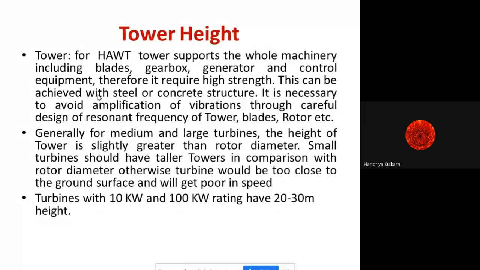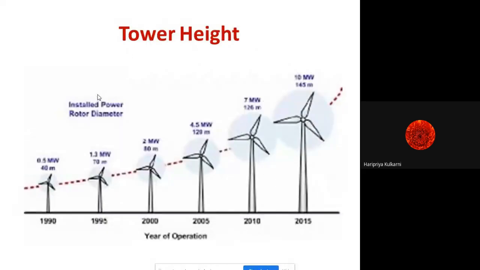Okay, so approximately for turbines with a 10 kW to 100 kW rating, we have 20 to 30 meters of tower height. Okay, so see, I have shown you one picture since 1990. So depending upon the rating also, the height of the tower changes. Recently, for 10 megawatt generation, 145 meters is the largest height for a horizontal axis wind turbine.